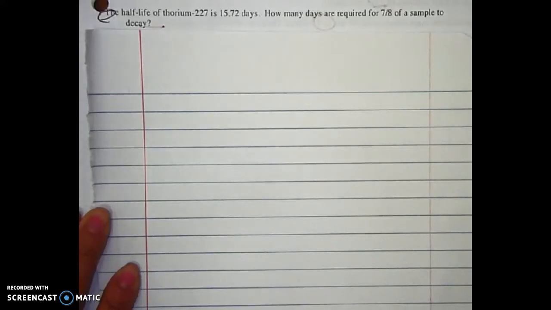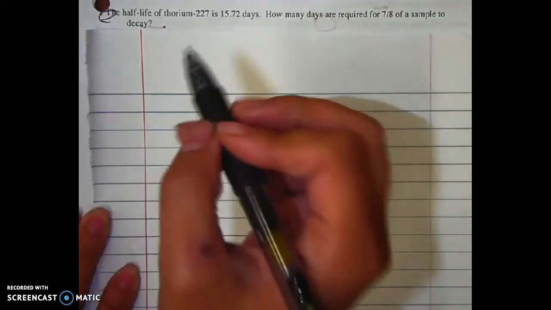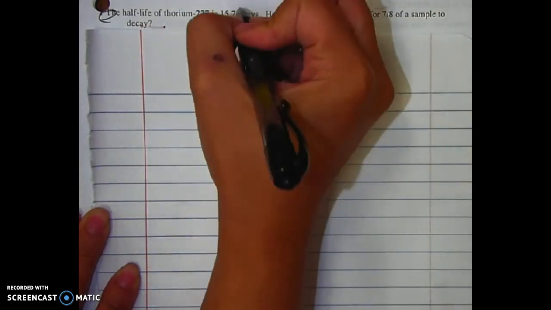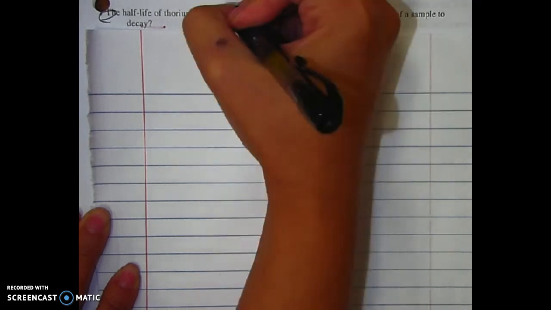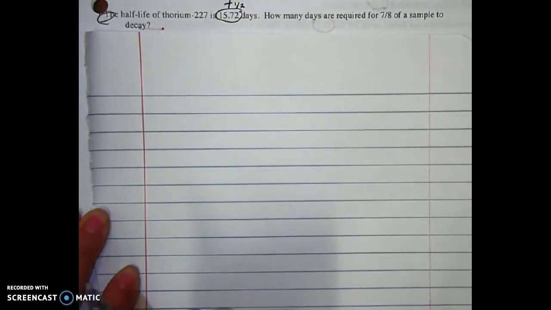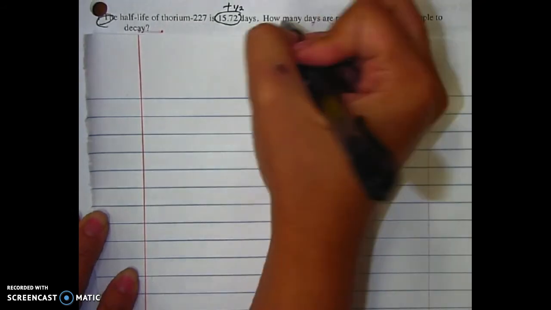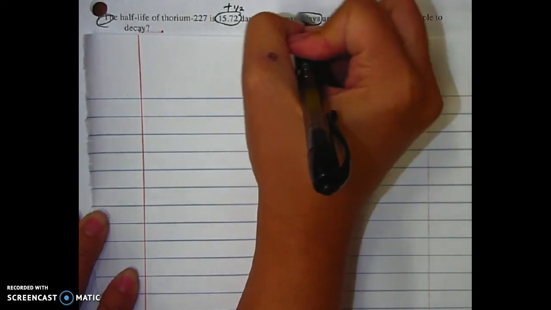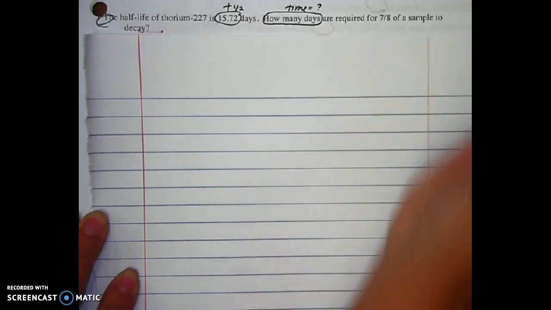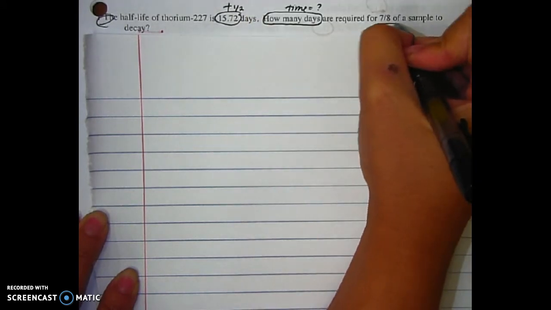All right, so for this problem over here, you're given that the half-life of thorium-227 is 15.72 days. So we're going to label this out as our half-life. And it's asking you to solve for how many days. And anytime they ask for time like this, you know that you're solving for t. Okay? And you're being told here that 7/8 of a sample is decaying.